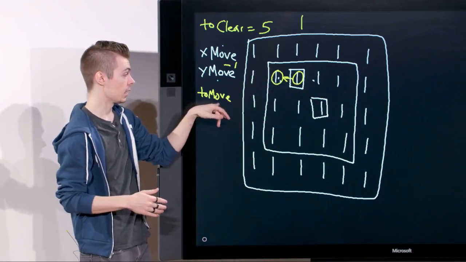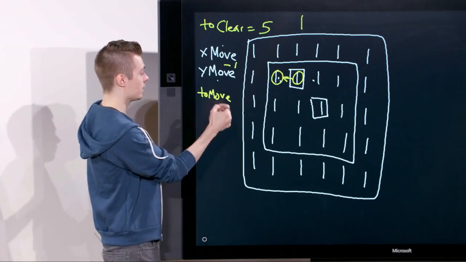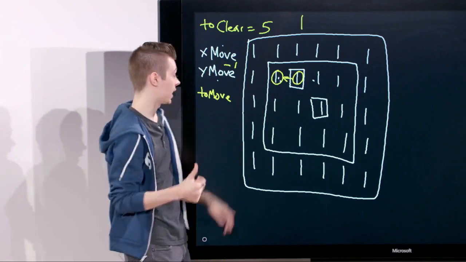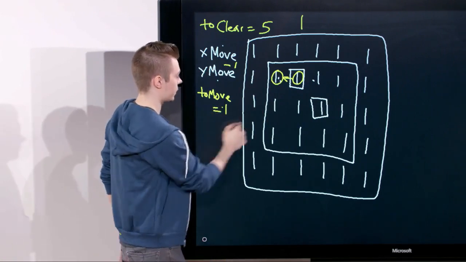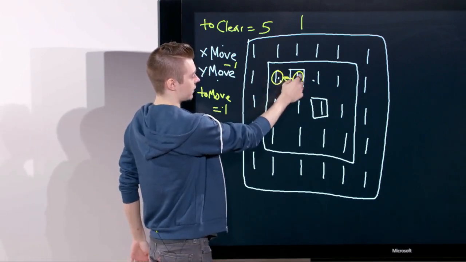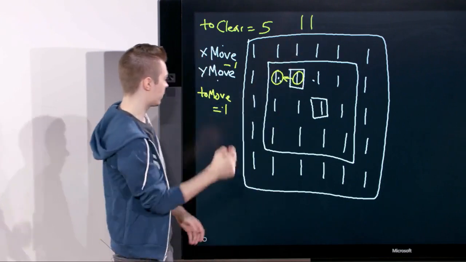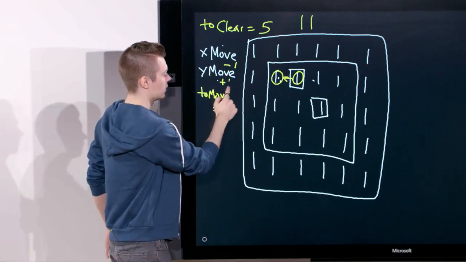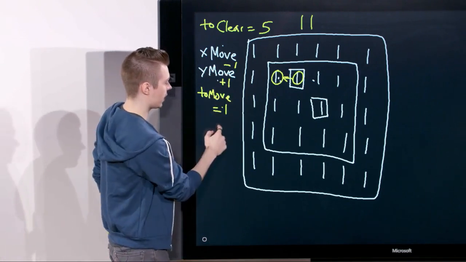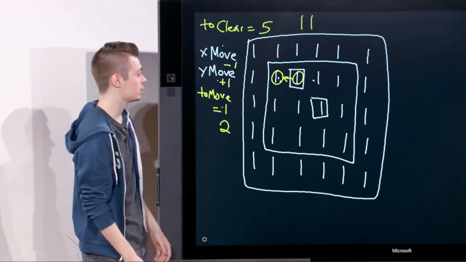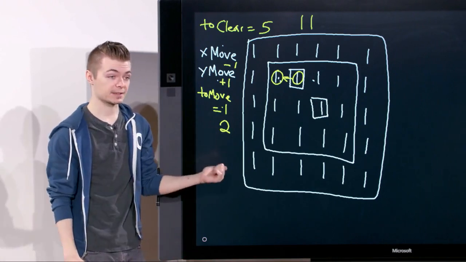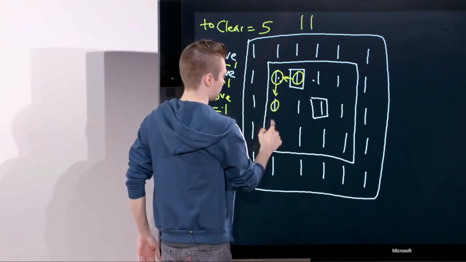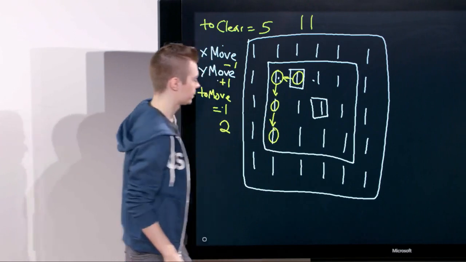So let's say we did X move minus 1, and we only got times to move equal to 1, right? So we only move here. We move once in this direction. So we've got 2 spaces. And then let's say we flip a coin again, and we got Y move, positive 1. And then times to move, we got 2, right? So we're going to move 2 tiles in the Y direction by 1. So what this results in is us going down here. So we go 0 and then 0, right?